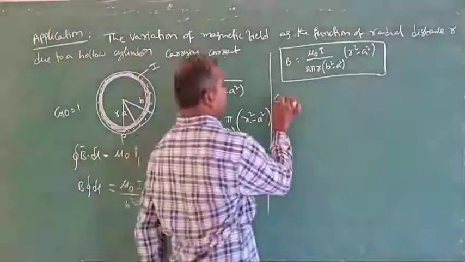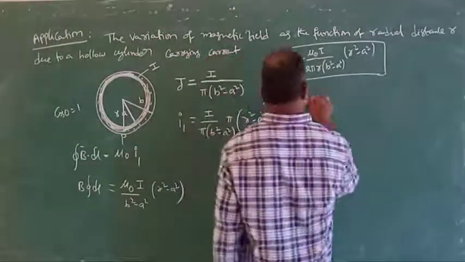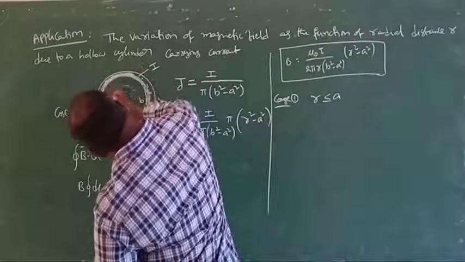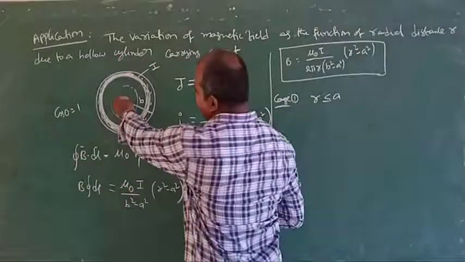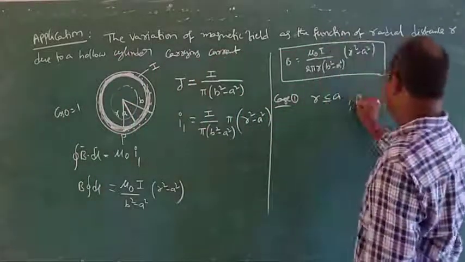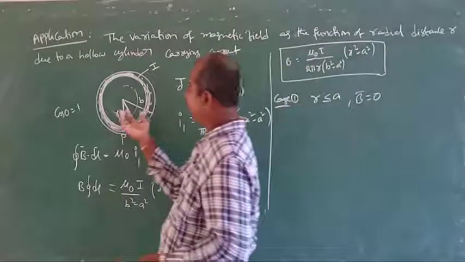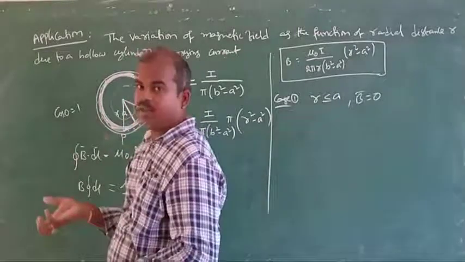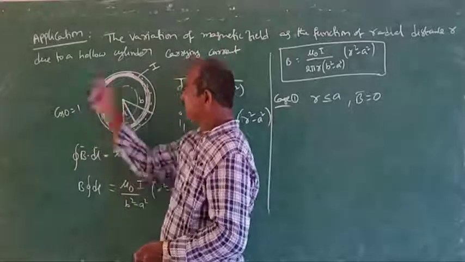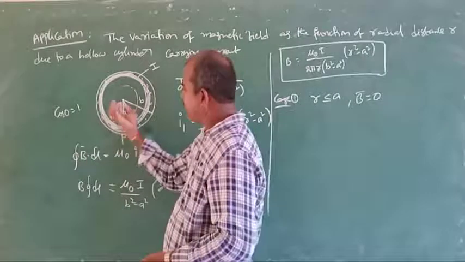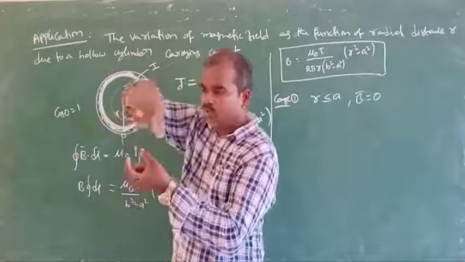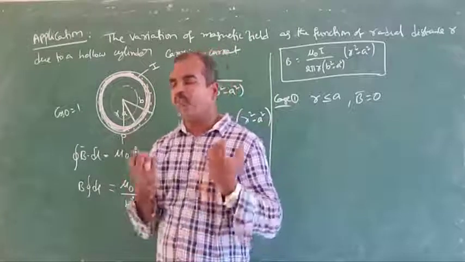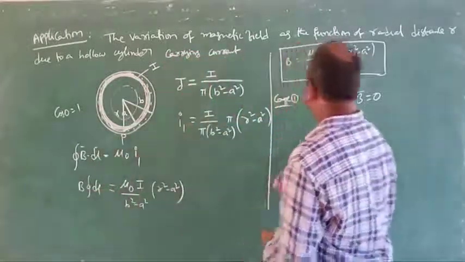Now we consider cases. Case 1: R is less than A. Here there is no current enclosed, so the magnetic field induction B is equal to 0, because there is no current inside this hollow cylinder. In the closed path where we apply Ampere's circuital law, there is no current enclosed, which means there is no magnetic field. Magnetic field here is 0.